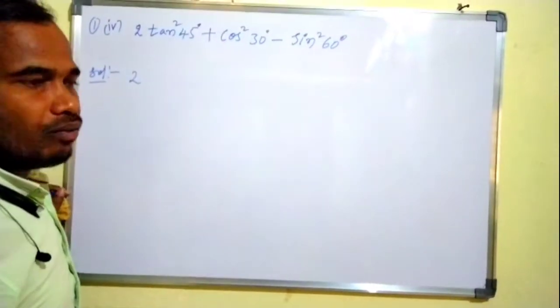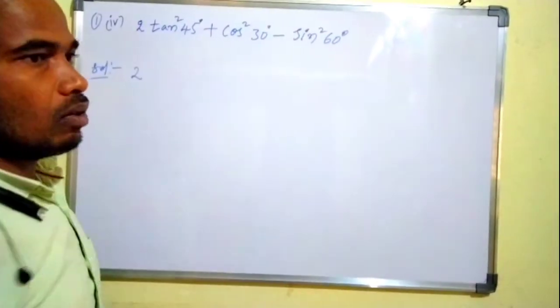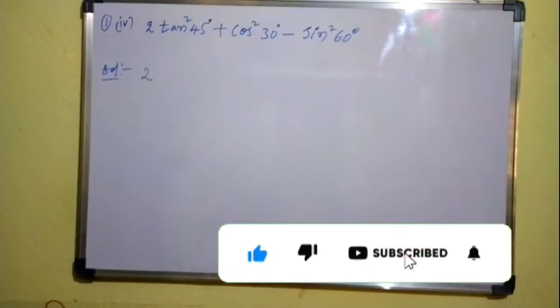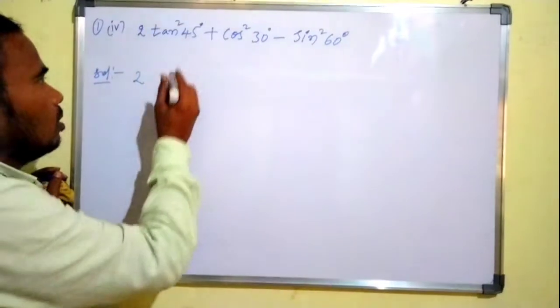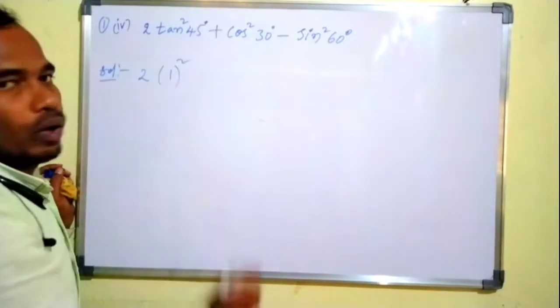Tan 45 means 1. Sorry, tan 45 is equal to what? That value is equal to 1, meaning 1 square.